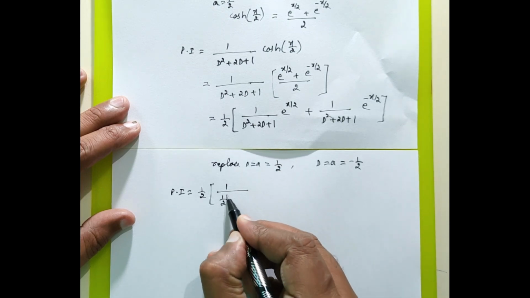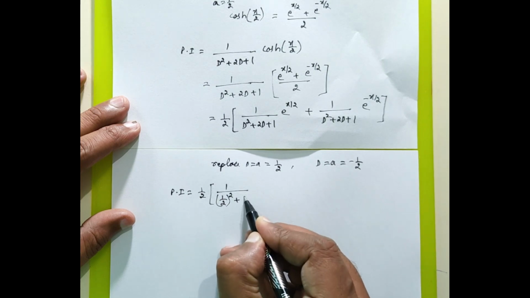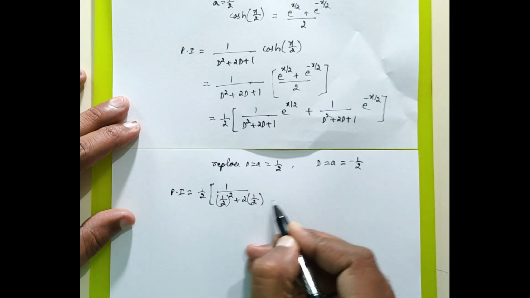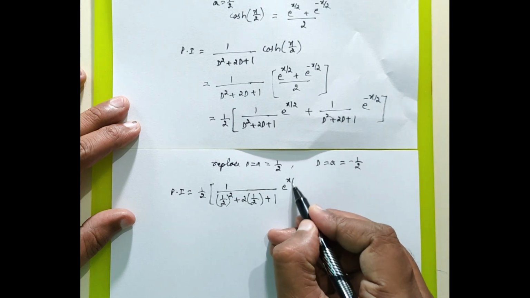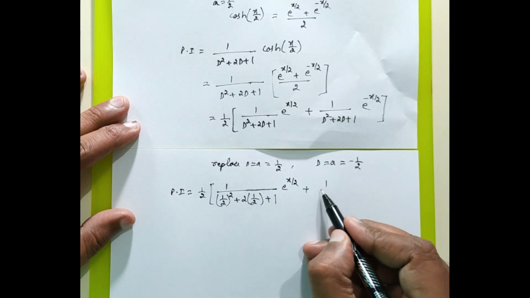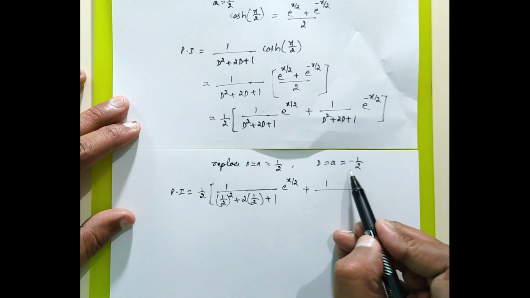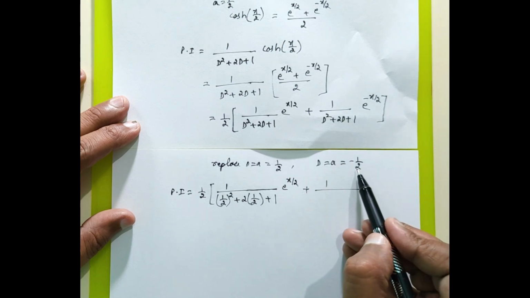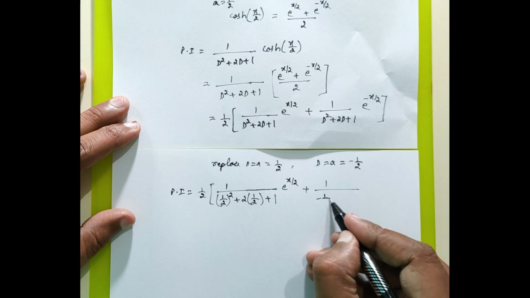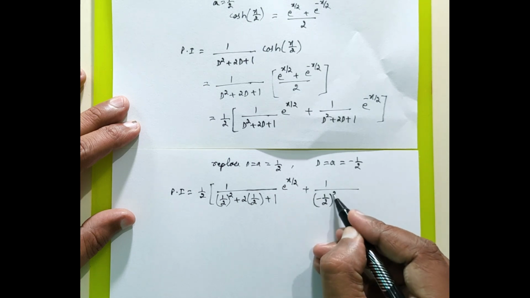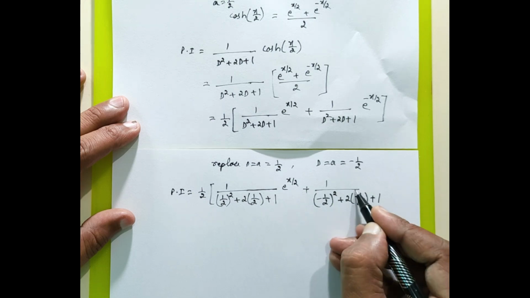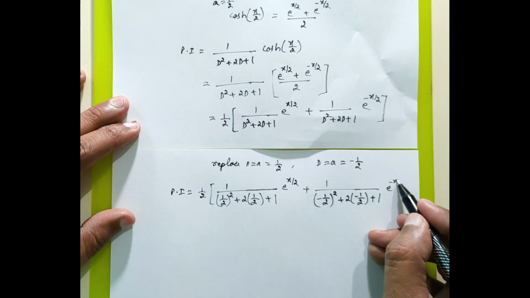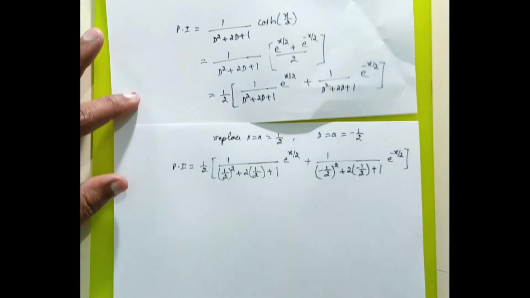So it is 1 by (1 by 2 whole squared plus 2 times 1 by 2 plus 1) times e power of x by 2, plus 1 by, in the second term you have to replace the value of D by minus 1 by 2. So it is (minus 1 by 2 whole squared plus 2 times minus 1 by 2 plus 1) times e power of minus x by 2. We can evaluate this one.